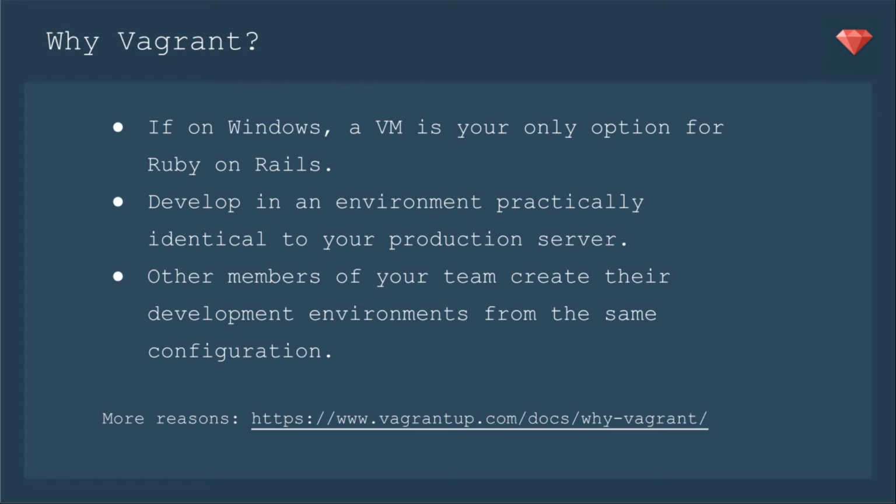If you're working on a team, other members of your team can create their development environments from the same configuration. Then you know everybody's working from the same Ruby version, the same Node version, everything's the same. If you'd like to look at some more reasons, here's a link to the Vagrant page, Why Vagrant?